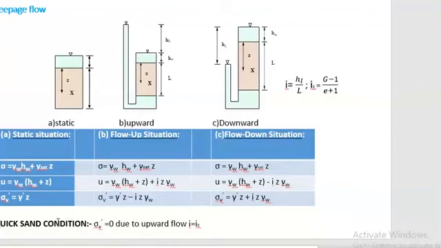So quicksand condition. In quicksand condition, if the effective stress is 0, then i is equal to ic. Effective stress 0 means gamma submerged Z is equal to i Z gamma W.